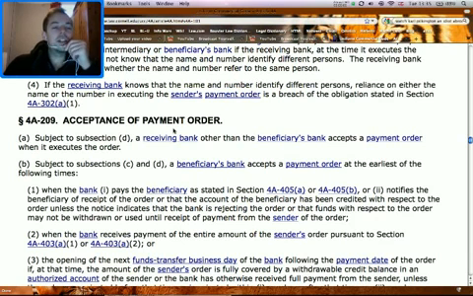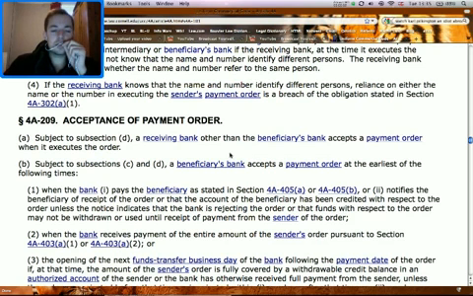Article 4A-209, acceptance of payment order. Subject to subsection D, a receiving bank other than the beneficiary's bank accepts a payment order when it executes the order.